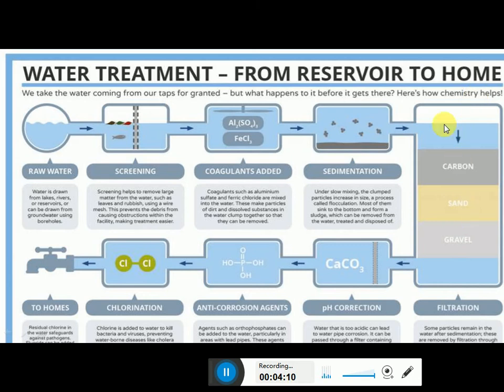Then we have the filtration system, which can be done using sand, gravel or even activated carbon to remove the suspended impurities from the water. Then we have to do some pH correction to make the water fit for drinking. The pH should be in the range of 6.5 to 8.5. Then we may also add anti-corrosive agents, and at the end we have to do the chlorination process, that is the disinfection process. In this module, and also in your future modules, you will learn in detail about all these processes.